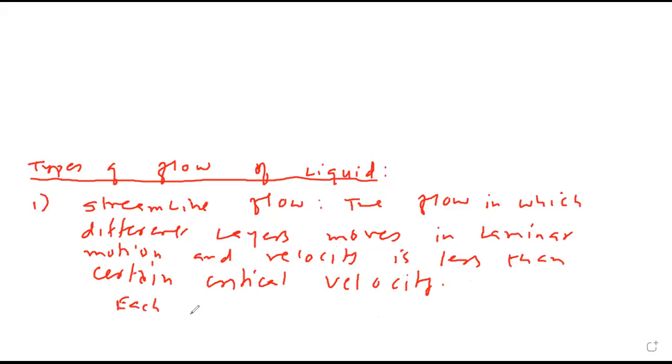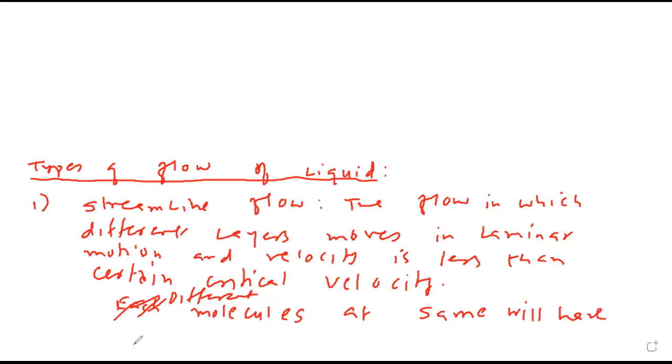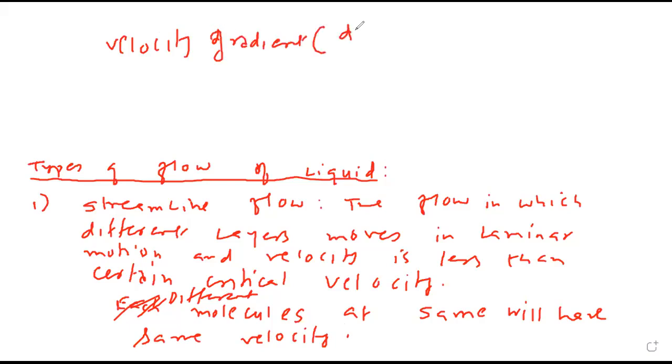Different molecules at the same point will have the same velocity. Meaning one molecule went, another came, its velocity will also be the same. Velocity gradient means change in velocity with respect to distance between layers is constant in case of streamline flow.